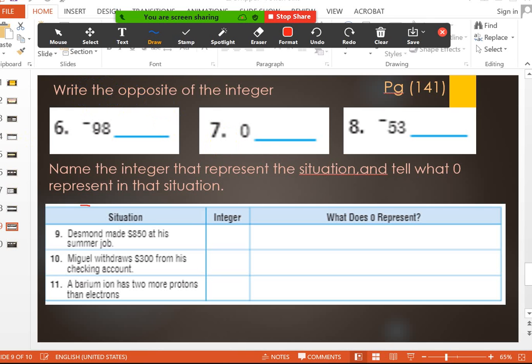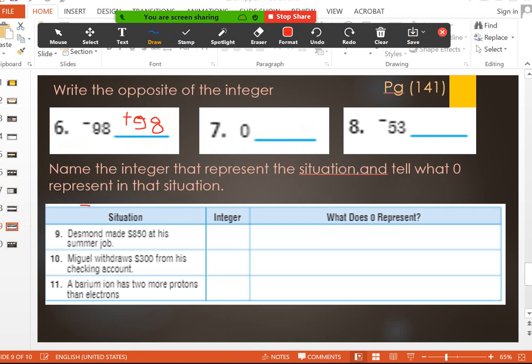The opposite of the integer. Who asked me about the opposite? I think Al-Jawhara answered. Okay, yes, Lena. What is the opposite of negative 98? Positive 98. Very good. It will be the same number, the same value, but with the opposite sign. Thank you so much, Lena.